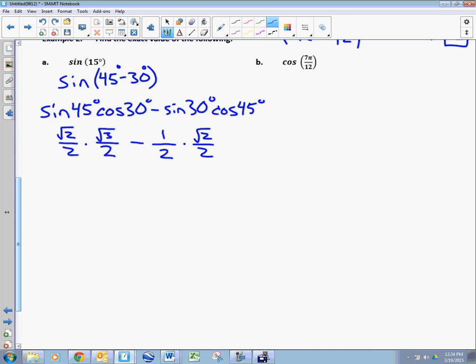I multiply. What's the root of 2 times root of 3? Root of 6 over 2 times 2 is 4. Minus the root of 2 over 4. Do those have the same denominator? So I can therefore write it as the square root of 6 minus the square root of 2 all over 4.